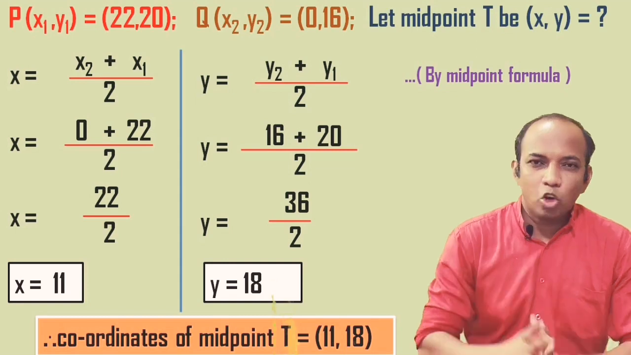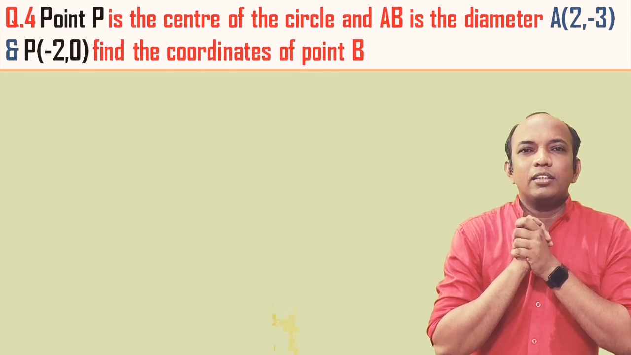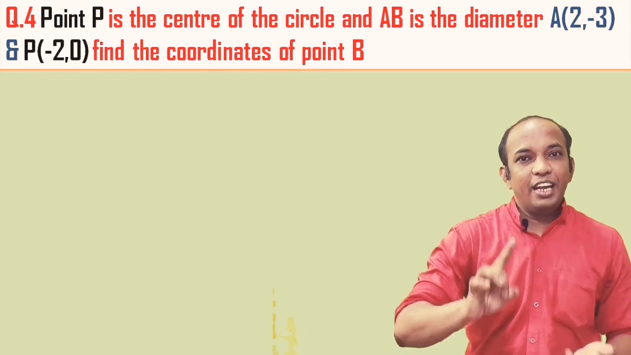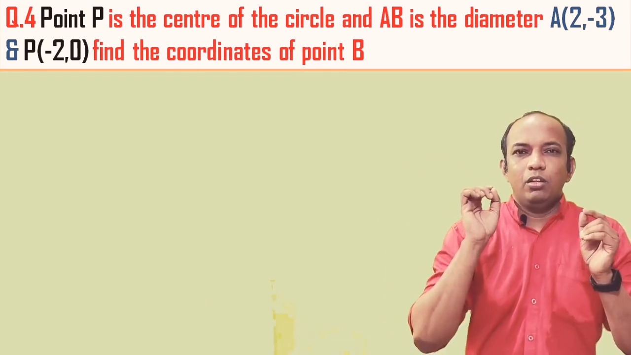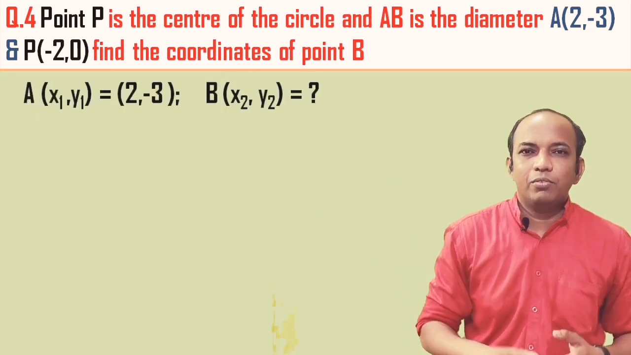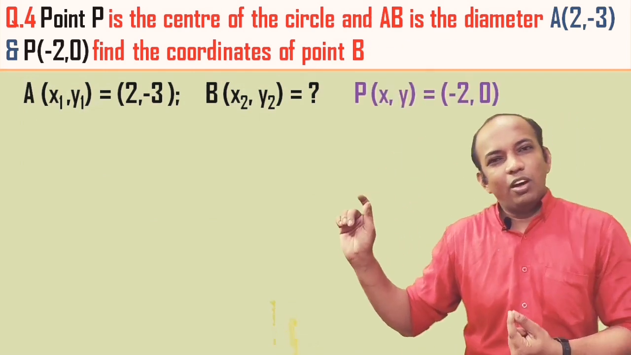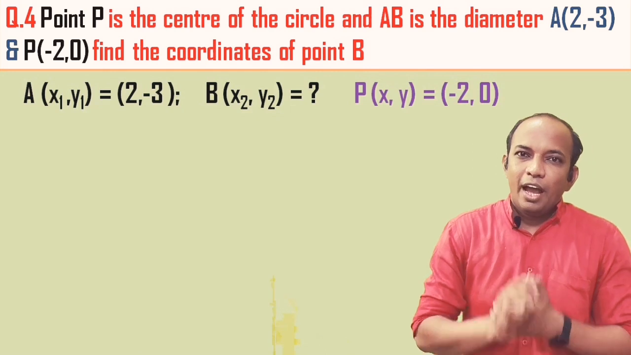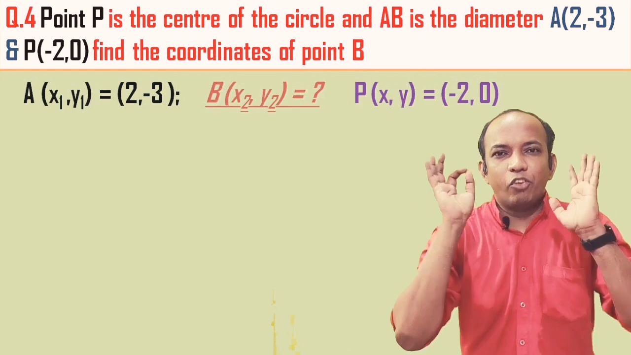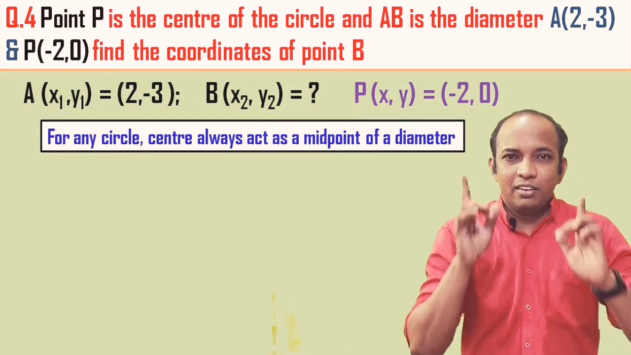Boys and girls, now it is time to solve question number 4, which says point P is the center of the circle, segment AB is the diameter of the circle, and the coordinates of A and P are given. We can say A is x1 y1, equal to 2 and negative 3. For B it is x2 and y2. For P it is x and y, and the values are negative 2 and 0, and we need to find B, that is x2 y2.